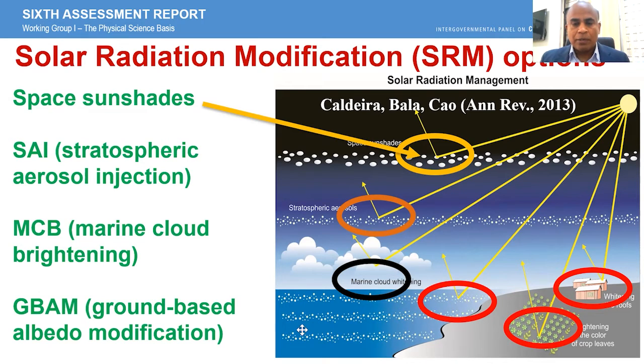In the case of ocean, you can place highly reflecting foam particles, or you can also produce micro bubbles at the surface of the ocean. And then over the land, you could bioengineer the crops so that the crop leaves are lighter in color, and light colors reflect more sunlight back to space. And also, in urban areas, one could paint the roofs white, because white roofs are more reflective compared to darker color roofs.